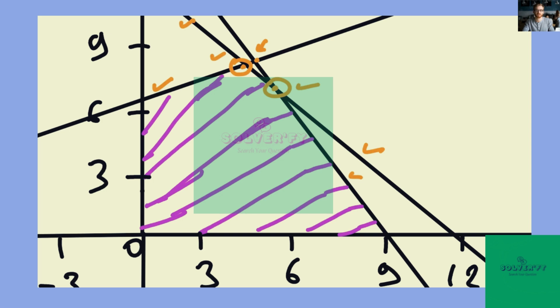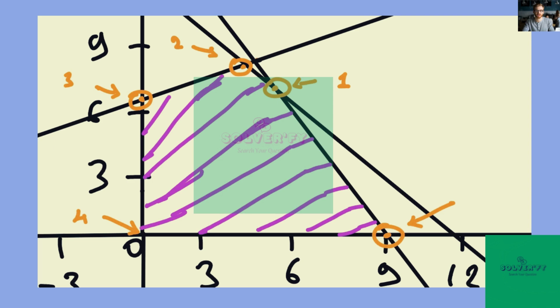Let's see how many corner points we have in this region. We have already spotted these 2 corner points. Let's say this is first, this one is the second corner point, and we have the third corner point here, and the origin is the fourth corner point, and at the end we have the fifth corner point here.